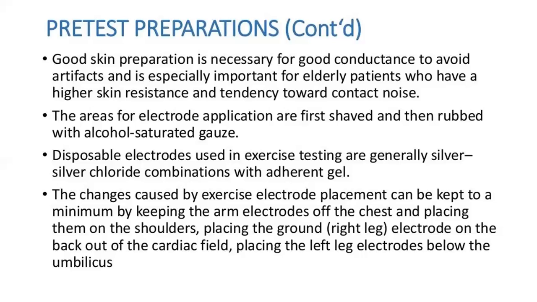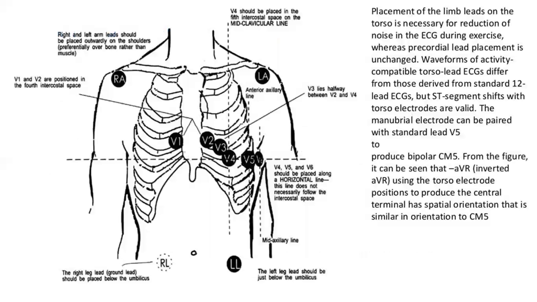The changes caused by exercise electrode placement can be kept to a minimum by keeping the arm electrodes off the chest and placing them on the shoulders, placing the ground electrode on the back out of cardiac field, placing the left leg electrodes below the umbilicus. Here you can have a look at the placement.